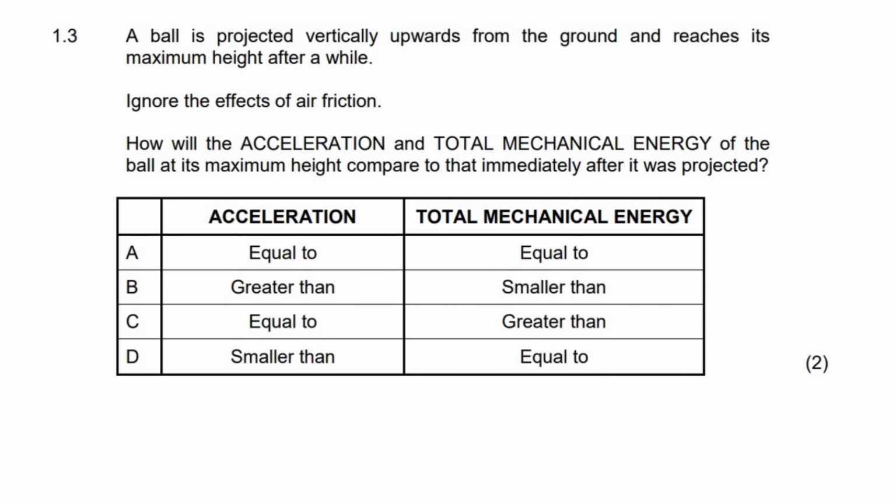A ball is projected vertically upwards from the ground and reaches its maximum height after a while. Ignore the effects of air friction. How will the acceleration and total mechanical energy of the ball at its maximum height compare to that immediately after it was projected? All of this should stay the same. So the answer is going to be A, but let me explain.